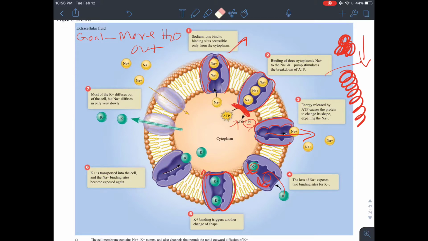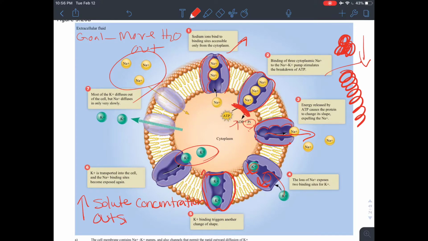Now, if we've shoved 3 sodium out and 2 potassium in, let's assume this is a 1-for-1 exchange, we've got an uneven number now, right? We've got 2 ions on the inside and 3 on the outside. So what we've done is we've increased solute concentration outside the cell. Now what's going to happen?